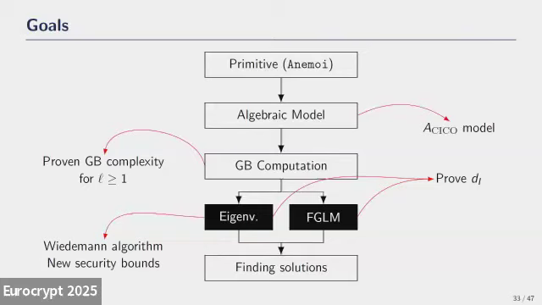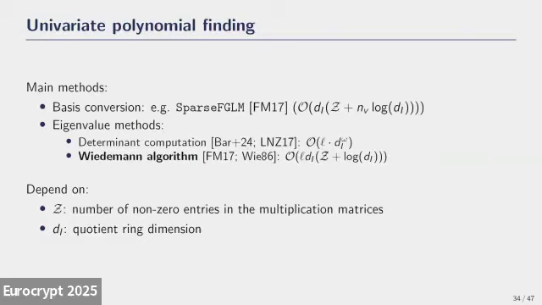So the univariate polynomial finding step, where we can employ 2 different techniques, the eigenvalue methods or the FGLM. The complexities of those steps depend on 2 main variables, the sparsity and the I, which is the quotient ring dimension. So first of all, now that we have proven the Gröbner basis complexity, we can prove the quotient ring dimension, and we can precisely define the complexity of those steps.